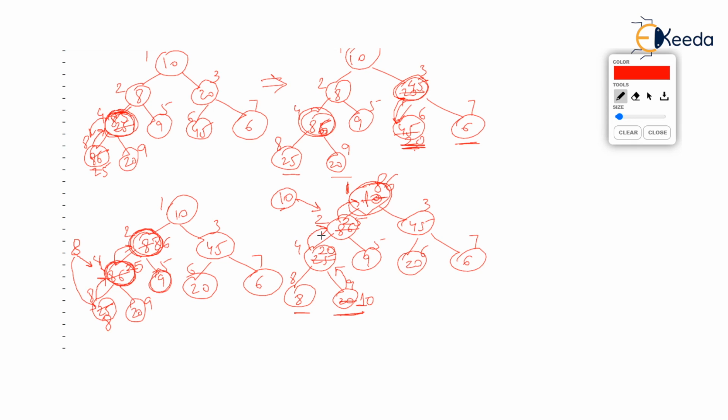So what is the latest heap that we are having? The latest heap is 86, then 25. Okay, wait a minute. The latest heap, just making some room: 86, 25, 45, then 20, then 9, then 20 again, I think. Yeah, 20. After that 6, and then left child of 20 is 8 and right child of 20 is 10. You observe every parent has become greater than its children. So this is Max Heap. I hope you have understood how to construct Max Heap from a given array.